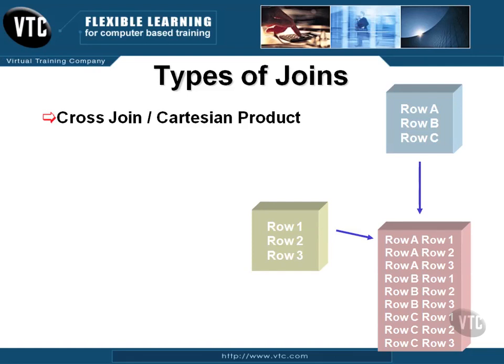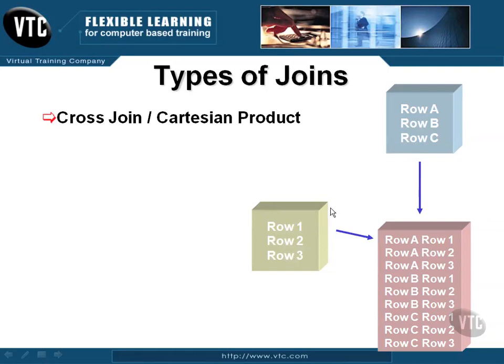Mathematically, a cross join is also a Cartesian product. What that means is that you take all the information from both sets of information, two tables, two data sources, and you join everything to everything else. So as you can see here, in this data source we've got row A, row B and row C. In this other data source we've got row 1, 2 and 3.